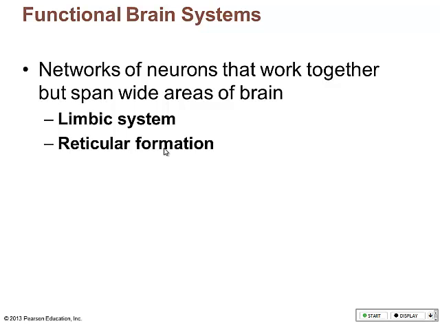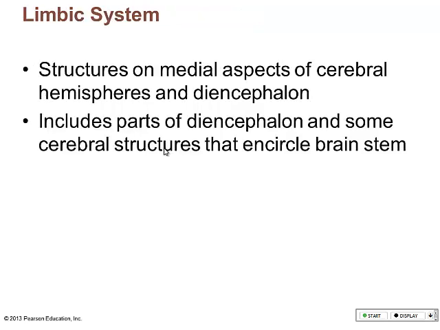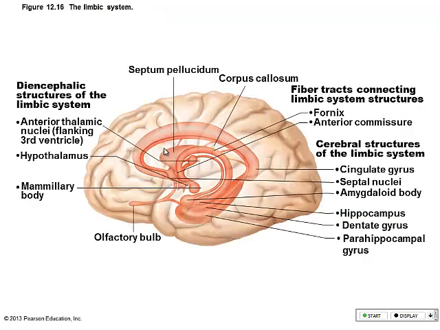So, the limbic system includes parts of the diencephalon, so we already talked about it. We find some in the brainstem, and we find some spread throughout. This is sort of a little bit of a roadmap of where we find some of these cells and nuclei in the limbic system. You can see this diagram on page 449 in your textbook. So what's the limbic system for?